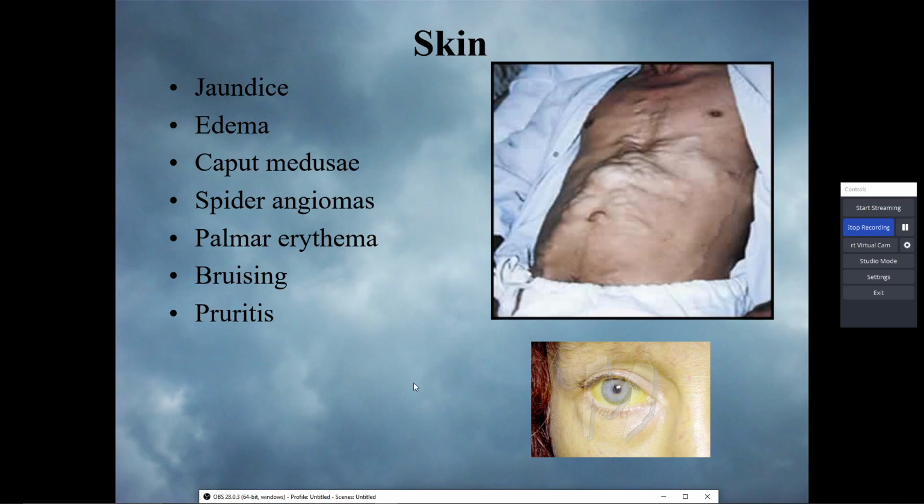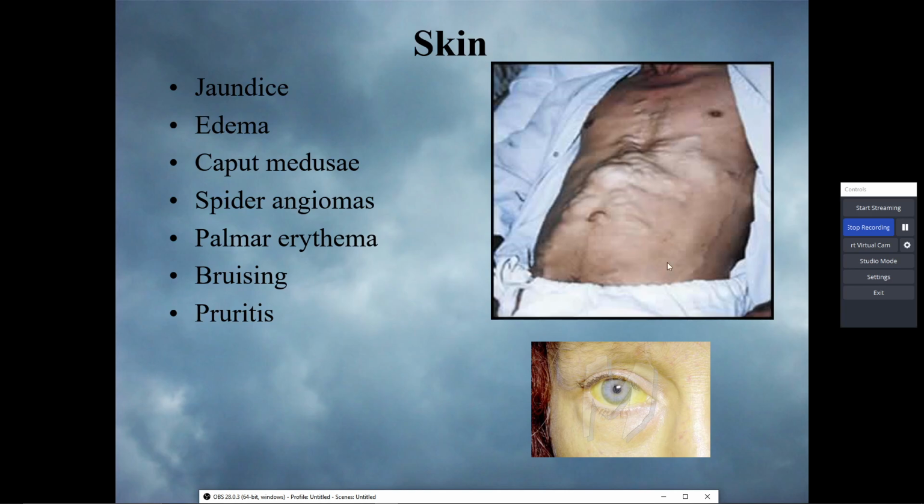We have edema, swelling, and inflammation, and there's no one location. It can be widespread. We have caput medusae, we have spider angiomas, and palmar erythema. So essentially, red palms. Just how it sounds. The spider angiomas are these bad boys right here. And by the way, they can get bad. They can get real bad. These are very dangerous. We don't want these.